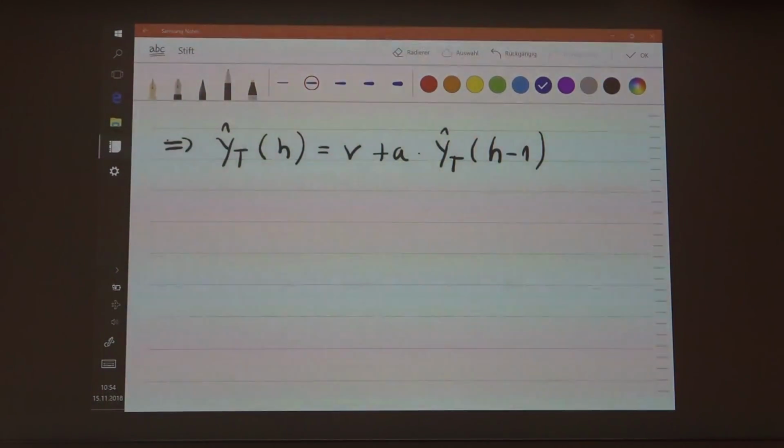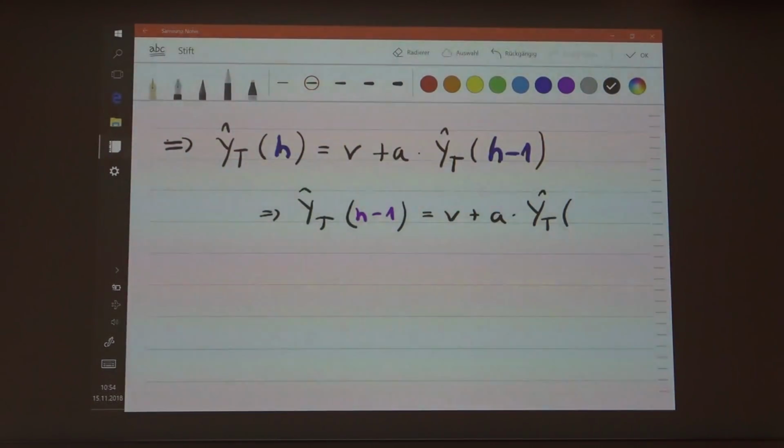Now you could go back. Here you have h, and here you have h minus 1. You could substitute here for it. You could use that formula to calculate the forecast for time h minus 1, so that is something that you would use here for induction. So this will be the linear transformation of the forecast at time t for time t plus h minus 2. Here you substitute h by h minus 1, so then you would have h minus 2 here.